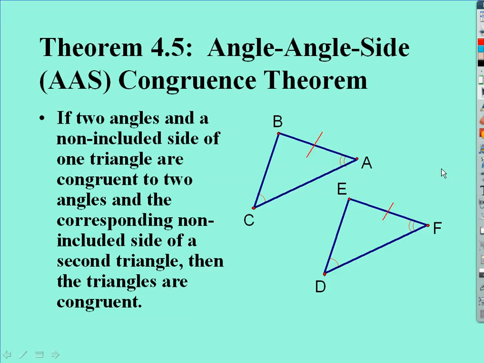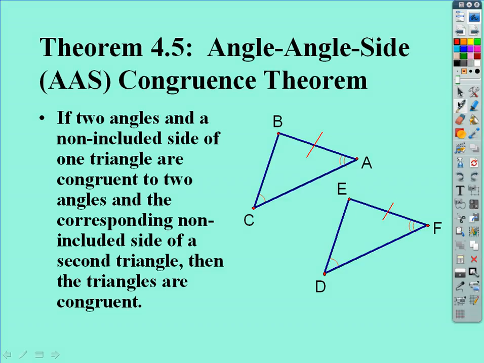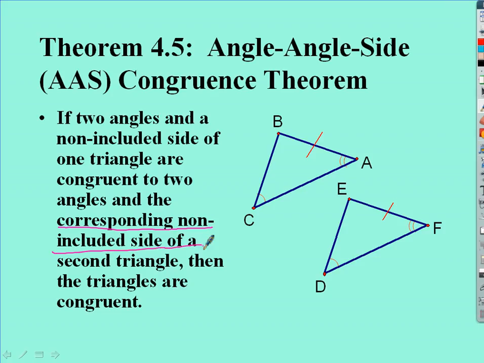Okay, the last one is the trickiest of the bunch. The others are pretty hard to mess up, but this one is a little tricky. AAS says, if 2 angles and a non-included side of one triangle are congruent to two angles and the corresponding non-included side of a second triangle, then the triangles are congruent. Now, do you see how this one could get messed up?